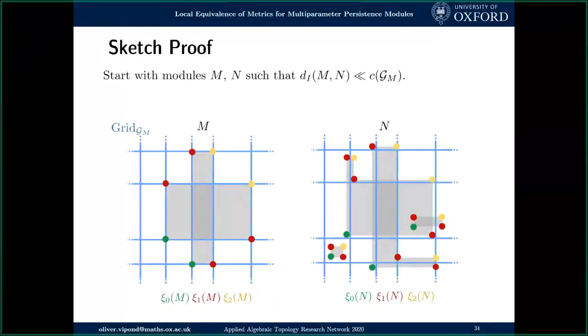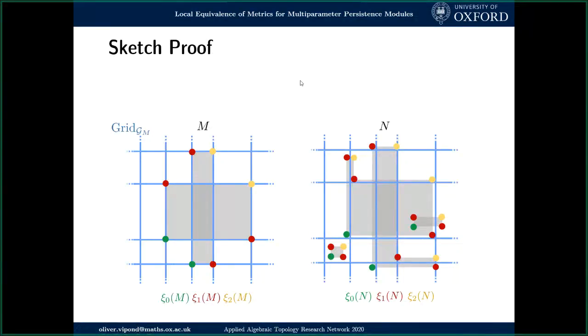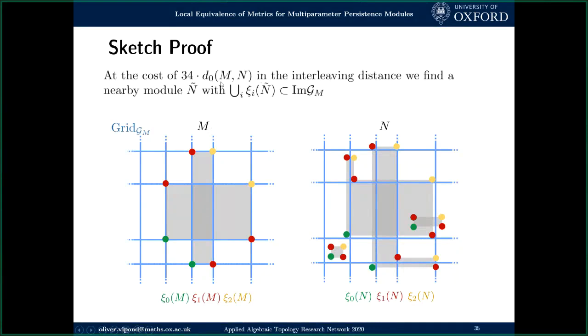I'm now going to give a rough sketch of how the proof of our result works. We're going to start with two modules, and we're going to assume that they're interleaved, and the interleaving is close in comparison to the controlling constant of one of our modules. Now I claim that we can slightly modify our module n, and we can move these multi-parameter Betti numbers around so that they then lie on the same grid as m. So how do we do this?